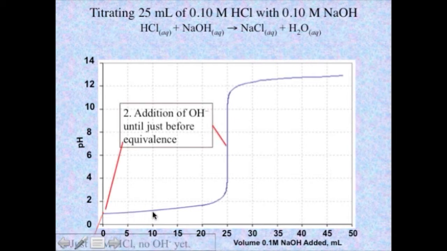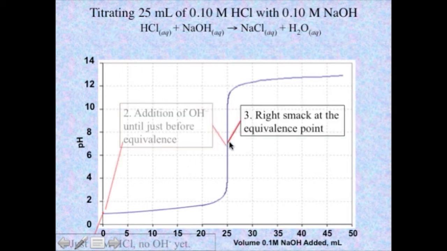Now I start to add sodium hydroxide. And as I add sodium hydroxide, the pH slowly increases until we get near the equivalence point. The equivalence point is when I add equal number of moles of hydroxide as I have moles of hydrochloric acid. And at that point, the pH very quickly changes. So the second calculation is the addition of hydroxide until just before the equivalence point. The third determination would be the pH right smack at the equivalence point. And if we're dealing with a strong acid against a strong base like we are here, that equivalence point is going to have a pH of 7.